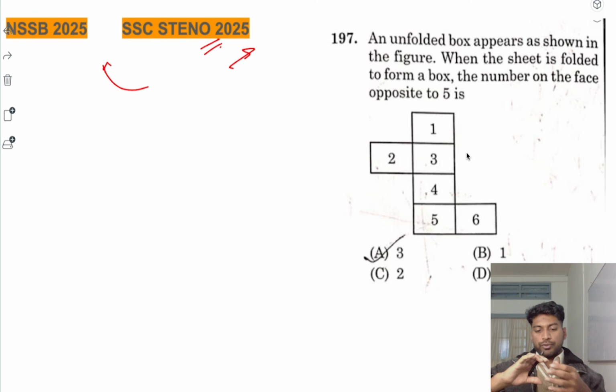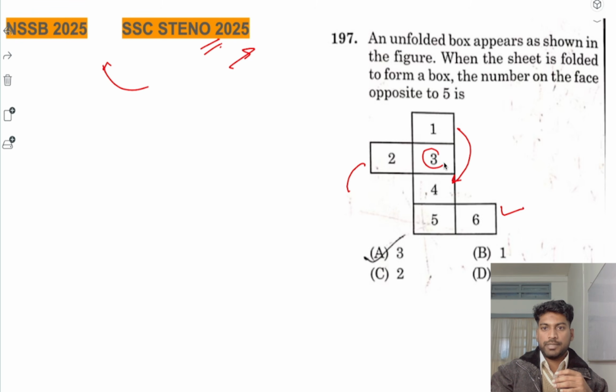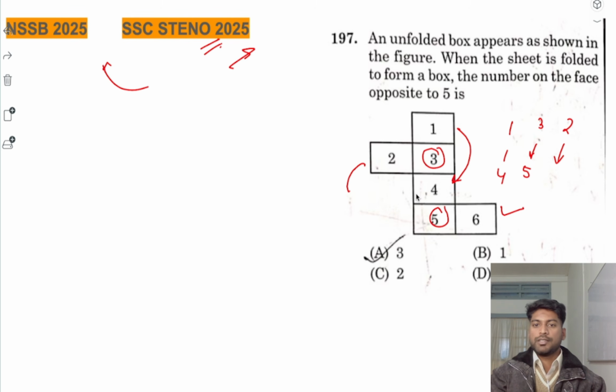So whenever you fold this dice, fold this paper, opposite देखो, I'll give you the trick. 1 will be the opposite of 4, 2 will be the opposite of 6, and 3 will be the opposite of 5. Just it's your observation. If you fold, it will be like this. That will come as a top, and then it will be closed by side. So if you fold that, it will be like a box. Okay, so opposite of 5 is 3. That's correct. Next question.